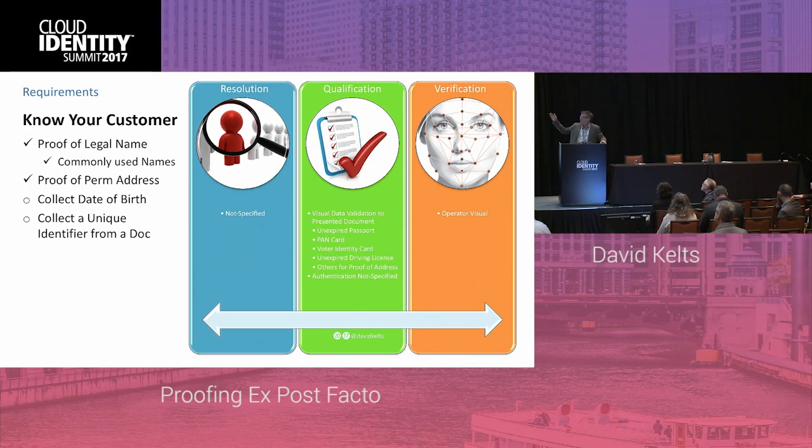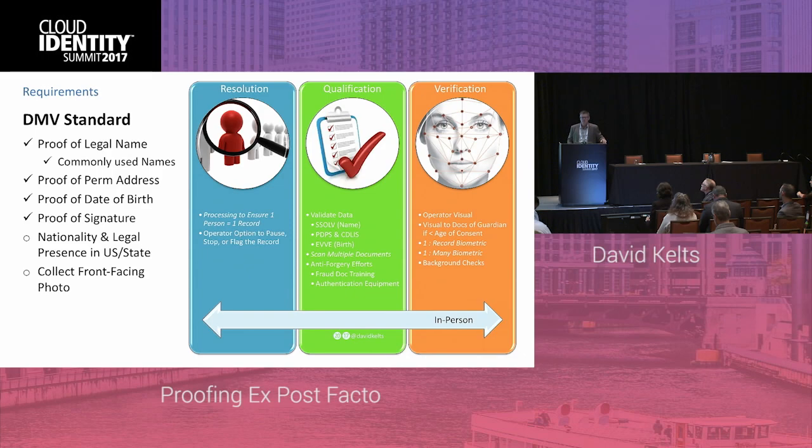Financial institutions, for Know Your Customer, you need some proof from a document of legal name, permanent address, and collect these other things. Collect a date of birth, collect a unique identifying number. But many banks have gone farther than this. These are the minimums. Many banks have gone farther than this so that it does start to approach an identity proof. But that's where Know Your Customer is, at least on a baseline.